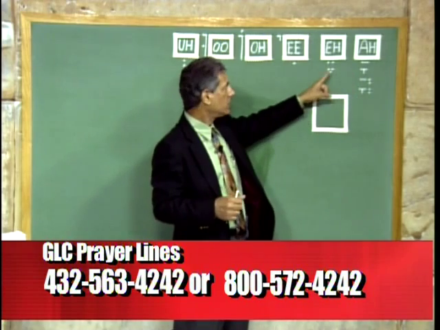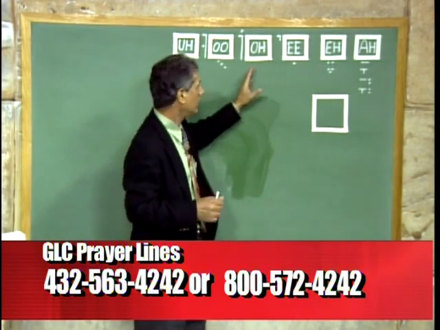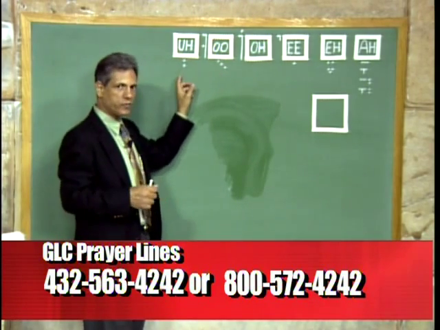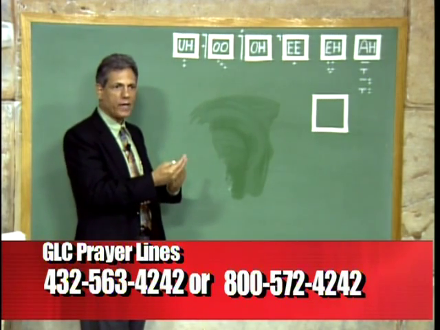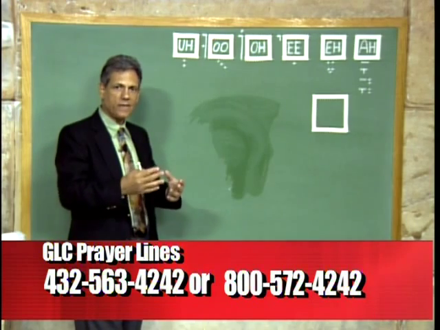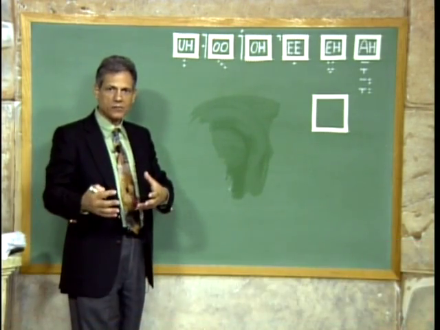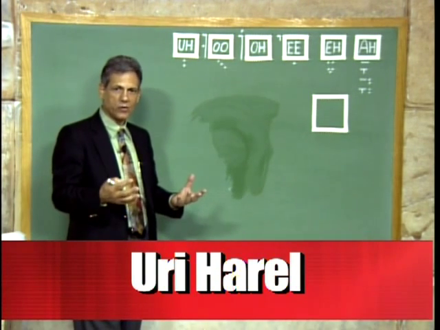A, E, I, O, U, and a short vowel, which is A. And let me go over it real quick so you'll understand it. Today, we're going to go over the vowels, and then we'll start the Hebrew letters. And once you put those two together, you'll be able to read very quickly.